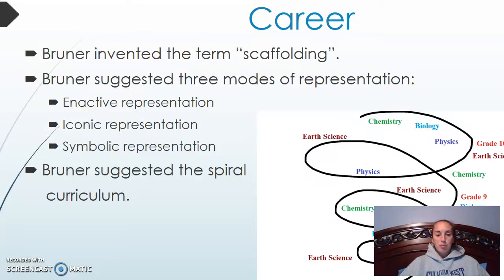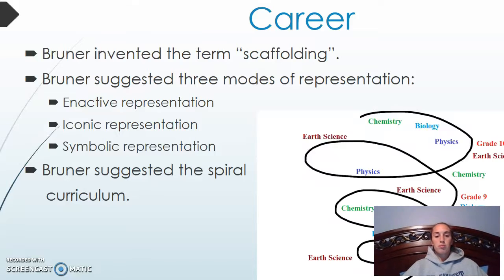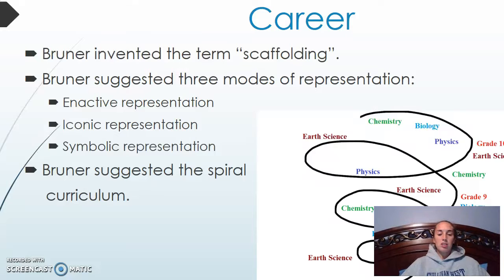Enactive representation is developed from birth to about age 1, and it is action-based. So it's like when students have muscle memory, or not really students yet, but little kids have muscle memory. Iconic representation is from 1 to 6 years old, and it is image-based, and symbolic representation is 7 years and older, and it is language-based.